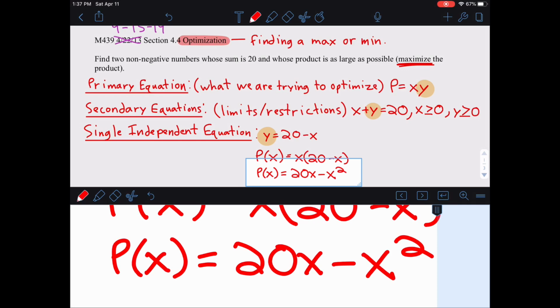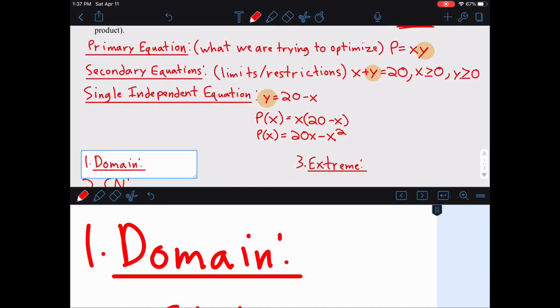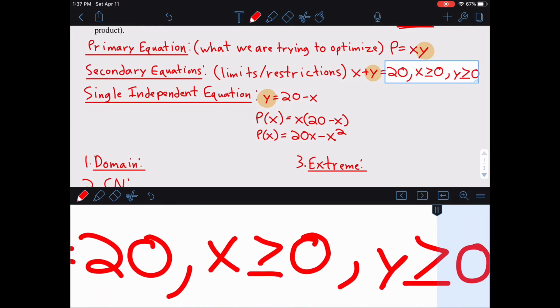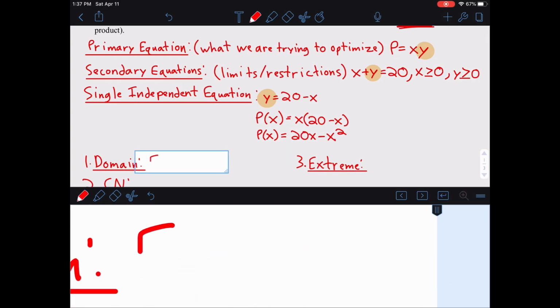So what's our first step in finding a maximum? We need to establish the domain. So the domain for this one, right? Well, now we can look back at the secondaries, right? X has to be greater than or equal to 0. So my domain is going to be bracket 0, comma. And now here's a question. What should the upper bound for x be? What's the biggest possible value for x?